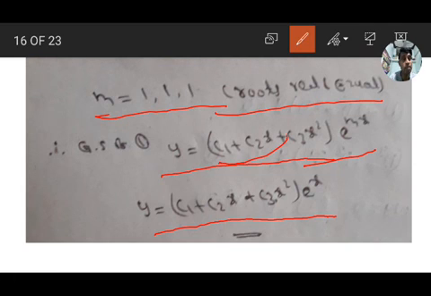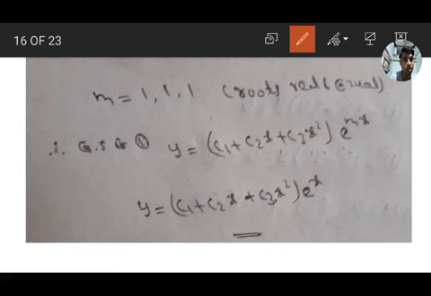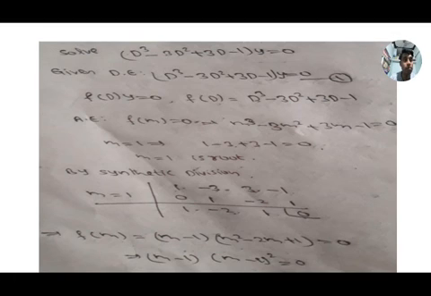If 2, it means c1 plus c2x. If 3, it means c1 plus c2x plus c3x square. If 4, it means c1 plus c2x plus c3x square plus c4x cube. Here only 3 means up to x square. Okay, write down the problem.